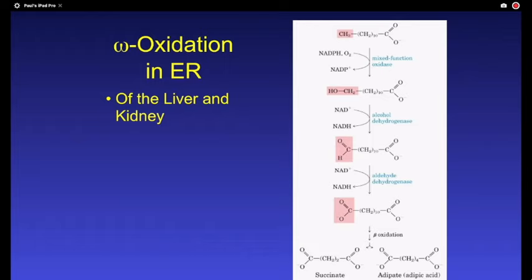There is an alternative oxidation scheme that can happen in the endoplasmic reticulum of the liver and kidney. And what actually occurs is an oxidation at the omega carbon. And you see the reaction with oxygen to make a hydroxyl. We oxidize that up to an aldehyde using another equivalent of NADH. And with water, we create the acid.